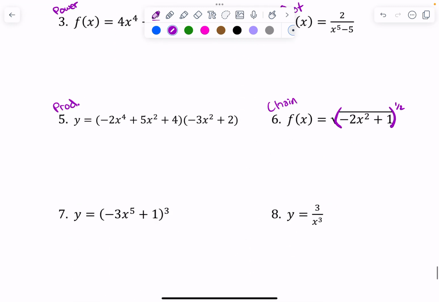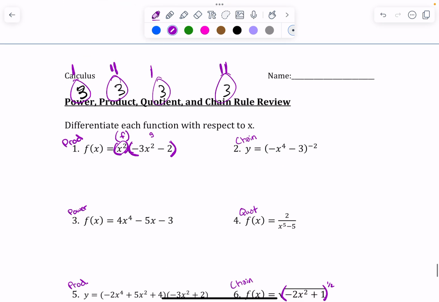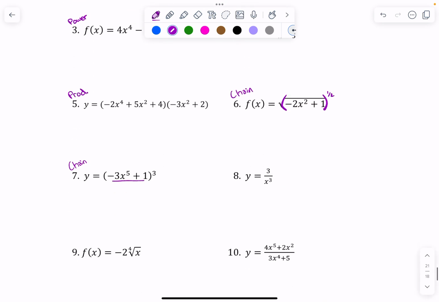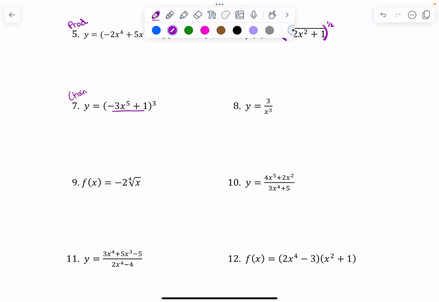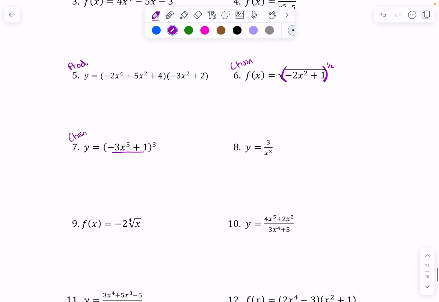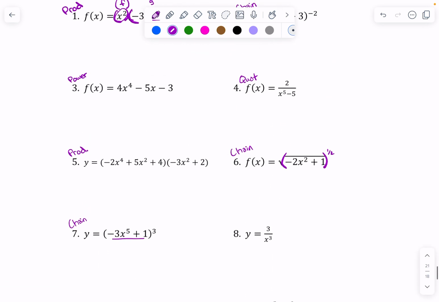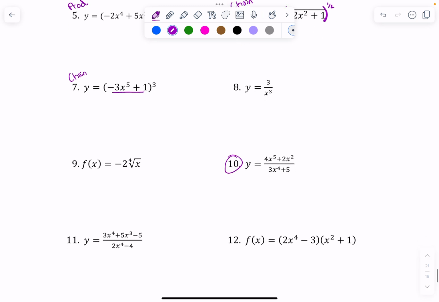Next, 7 is a function inside of another function. So this is another chain. Chain is out. We shouldn't have any more chains, I don't think. Okay, number 8. I'm trying to think. It looks like a quotient, but we've got 2 more quotients going on right here and right here, right? This is definitely a quotient, and this is definitely a quotient.